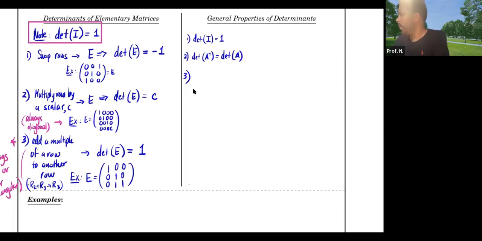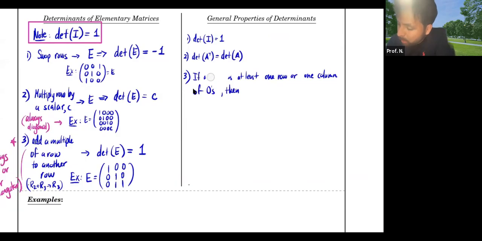What else do we have? If a matrix A has at least one row or one column of zeros, then the determinant of A is 0.